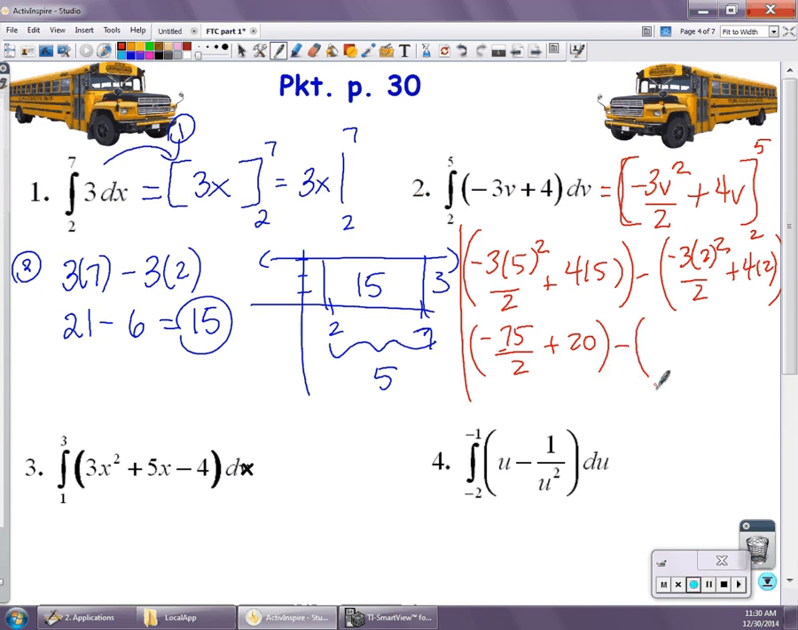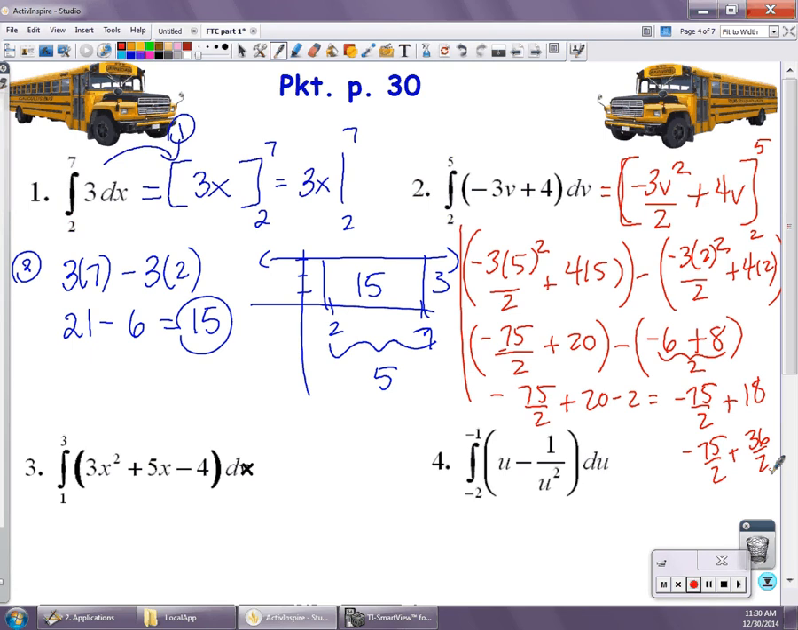minus, be careful with these minus signs, 2 squared is 4, divided by 2 is 2, that's negative 6, plus 4 times 2 is 8. So that gives me negative 75 over 2 plus 20, minus negative 6 plus 8, which gives me 2, so that's minus 2. So that's negative 75 over 2 plus 18, which is negative 75 over 2 plus 36 over 2, just getting a common denominator, which gives me negative 39 over 2.